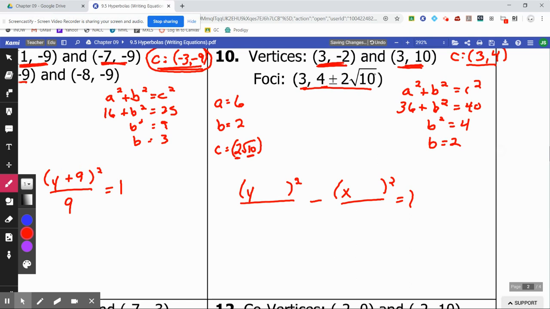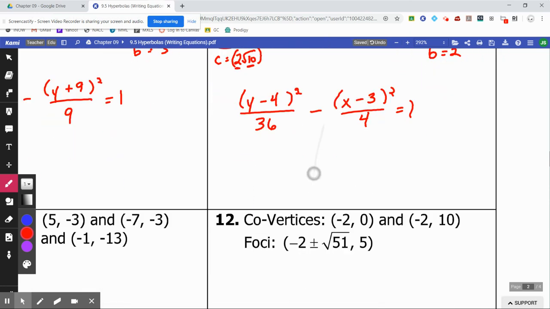Our transformation would be right 3, up 4, so that would be right 3 on the x, up 4 on the y. Don't get them mixed up. Make sure you put your left and right on the x, your up and down on the y. The a squared goes under the first term. The b squared goes under the second term. There you go. There's your hyperbola.